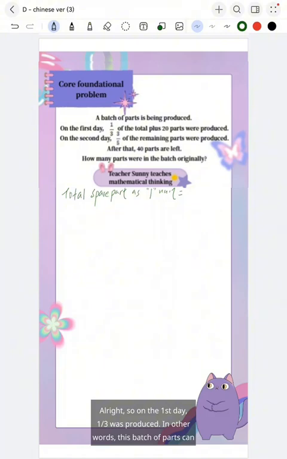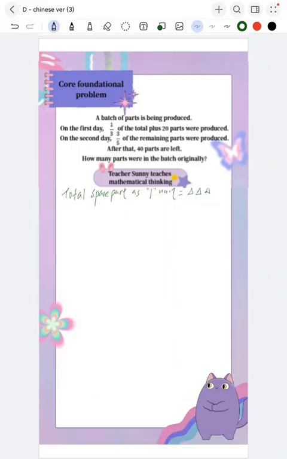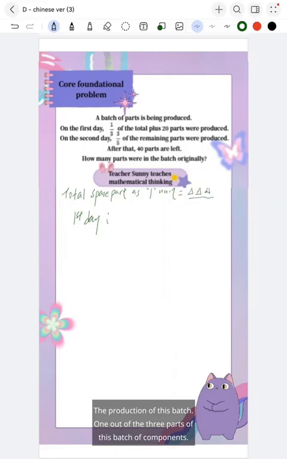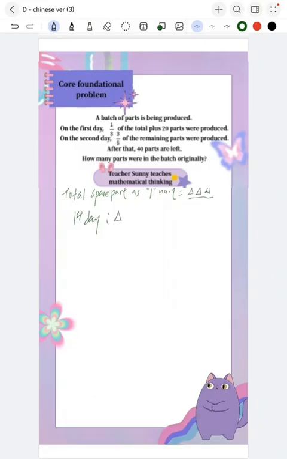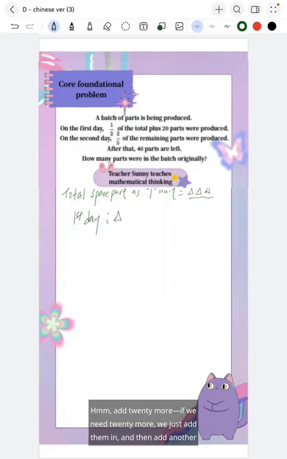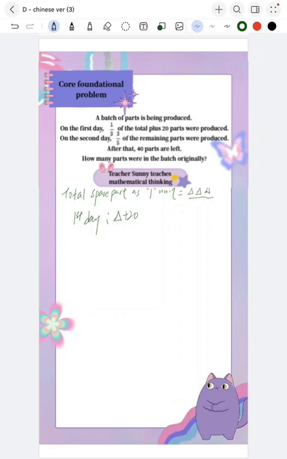Alright, so on the first day, 1/3 was produced. In other words, this batch of parts can be evenly divided into 3 parts. Just draw 3 triangles to represent it, that's enough. Alright, so the event is just the first day, the production of this batch. 1 out of the 3 parts of this batch of components. Add 20 more. If we need 20 more, we just add them in.